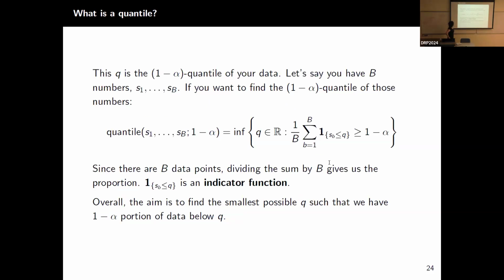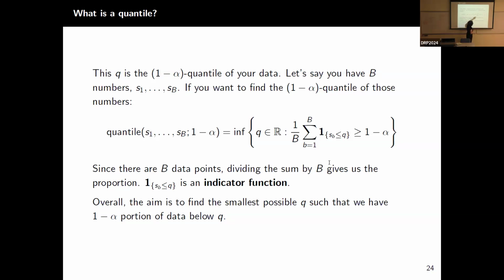And also, maybe mentioning the quantile might be important at this point. Q is the 1 minus alpha quantile, so the desired coverage quantile of our data. Let's say you have B numbers, S1, S2, S3, and it goes on to SB. If you want to find the 1 minus alpha quantile of those numbers, we will use this equation. So this is the desired coverage level we want. This is the data set, and we are trying to find this quantile of this data set.